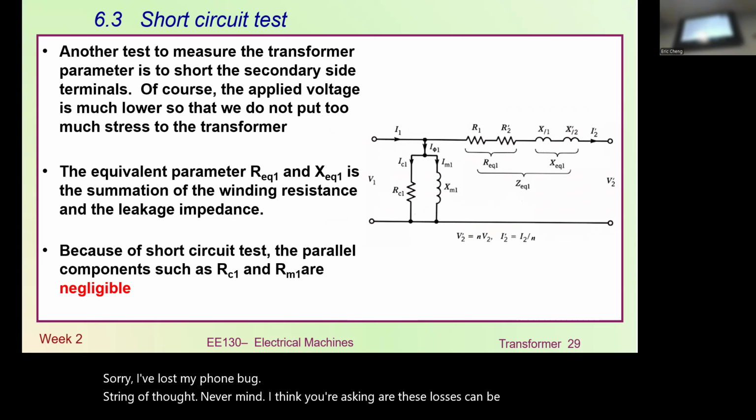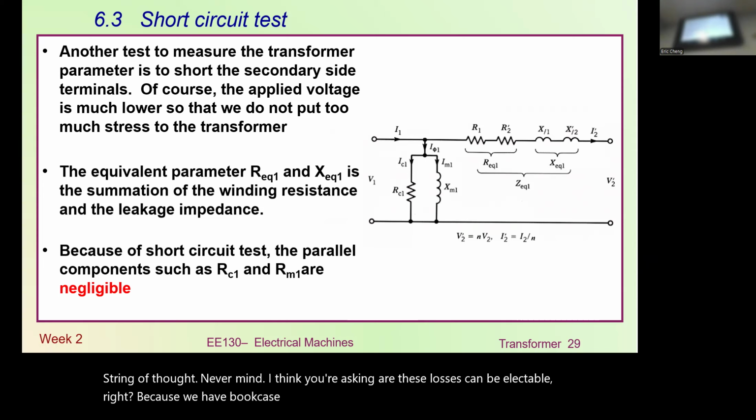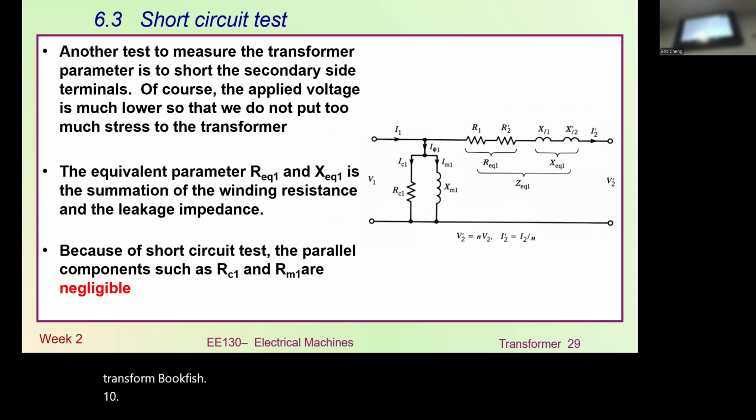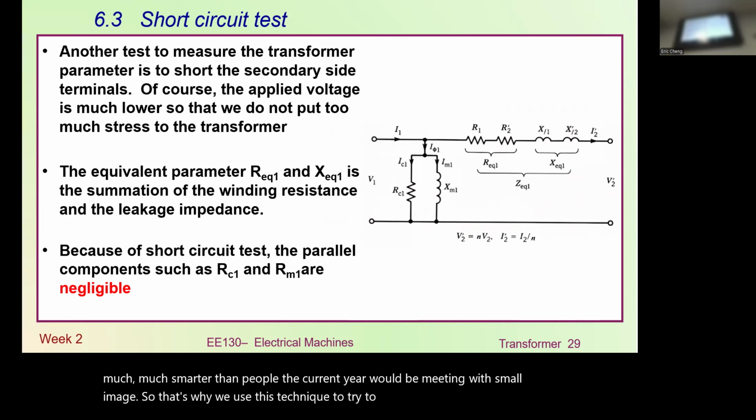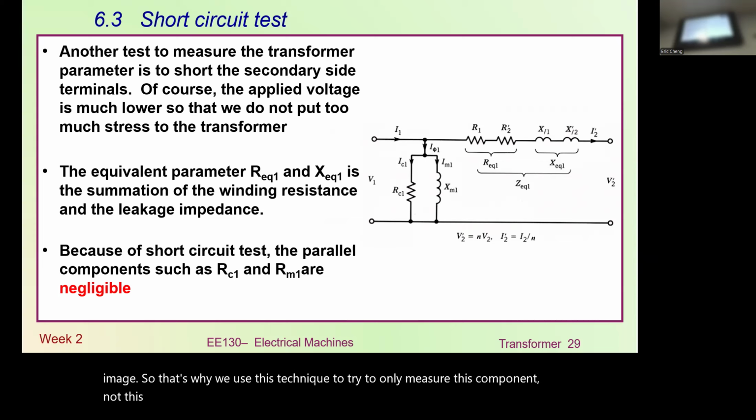Because we have voltage put across this component. Usually we transform voltage, 10 volt, 100 volt. Now we are only using a few volts, so the voltage applied here is much smaller than before. The current here will be really small. So that's why we use this technique. We try to only measure this component, not this component. That's the name we use for the short circuit test.